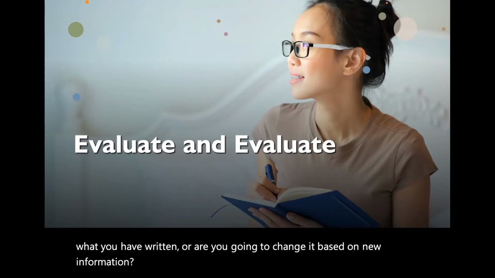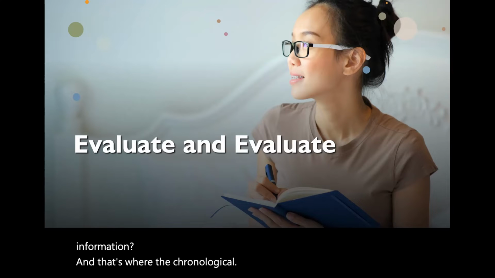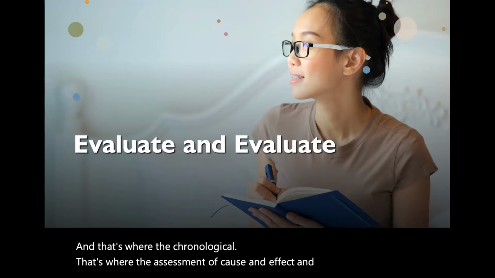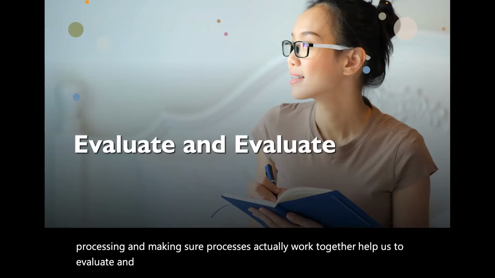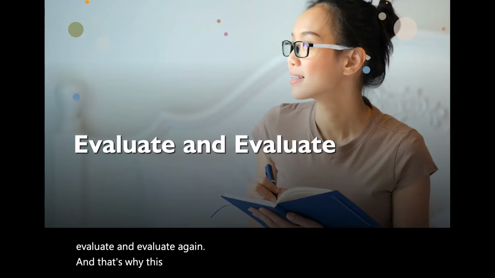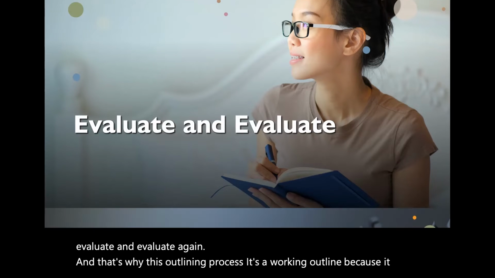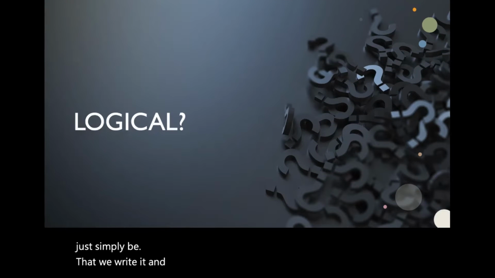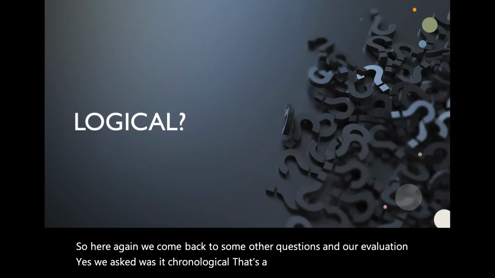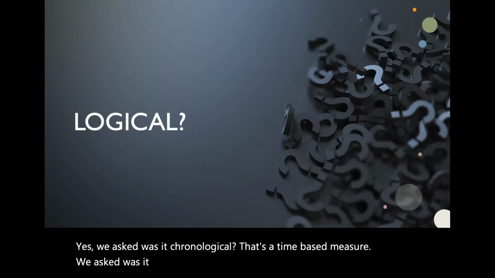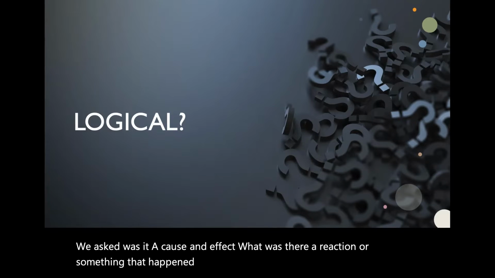And that's where the chronological, that's where the assessment of cause and effect, and that's where processing and making sure processes actually work together help us to evaluate and evaluate again. And that's why this outlining process is a working outline, because it can't just simply be that we write it and leave it. So here again, we come back to some other questions in our evaluation. Yes, we asked, was it chronological? That's a time-based measure. We asked, was it a cause and effect? Was there a reaction or something that happened causing something else to result?